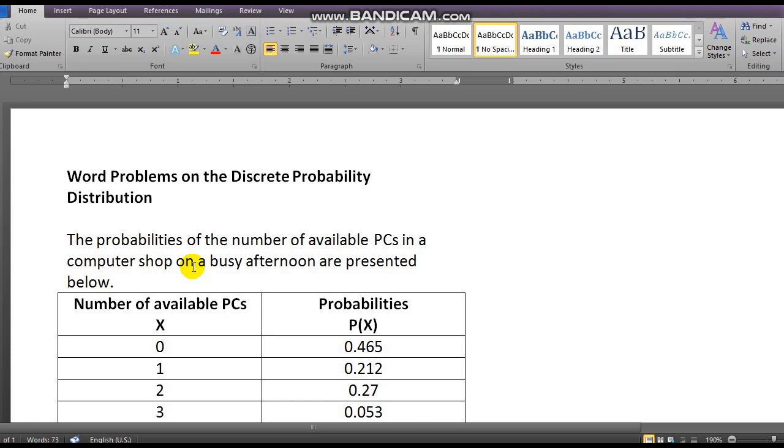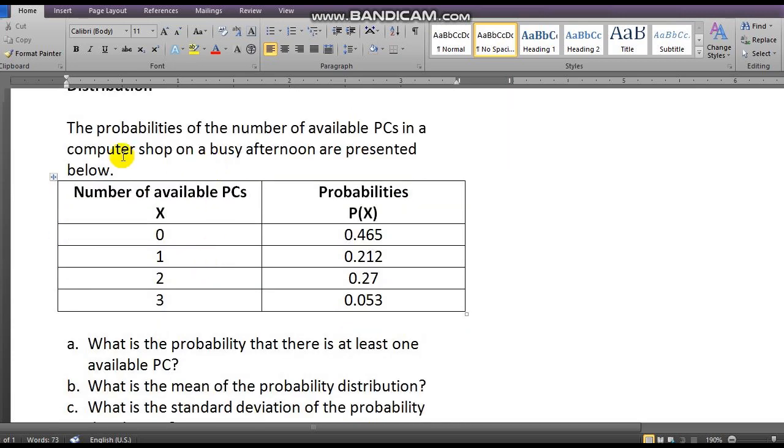mean. The smaller the standard deviation, the more likely that an observed value of the random variable will be close to its mean. And the reverse is also true. The higher the standard deviation, the more likely that the observed value of the random variable will be far from the mean. So we can use those values to interpret real-life situations.